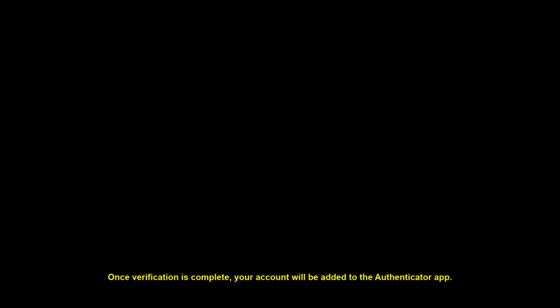Once verification is complete, your account will be added to the Authenticator app. You can now view your added account on the main screen of the app. To secure your account further, consider enabling biometrics or a passcode. Return to the account screen to manage your accounts or add additional ones. You have successfully logged into Microsoft Authenticator for enhanced account protection.